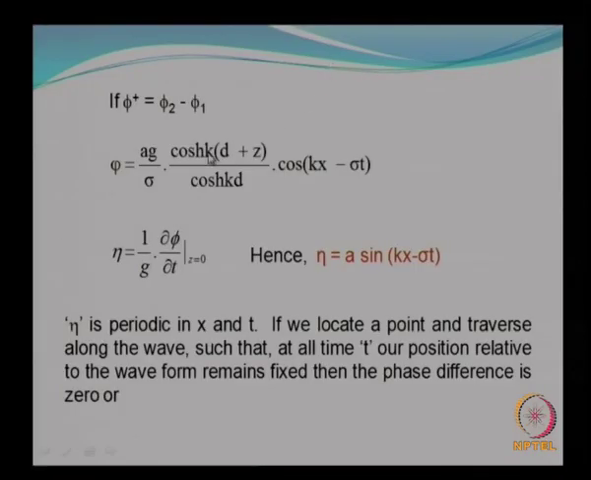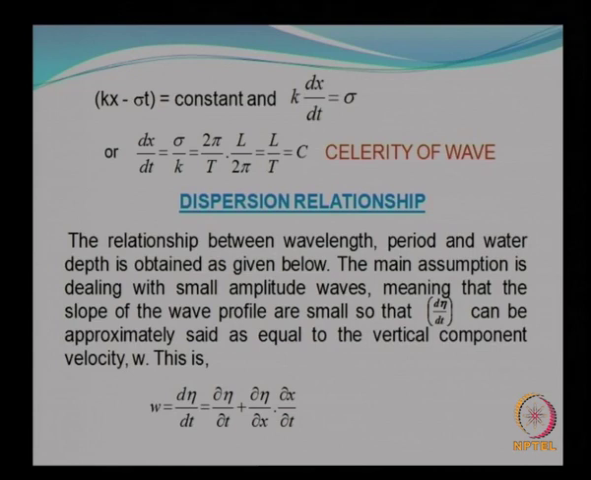But when you look at the velocity potential, k is nothing but the wave number, which is 2 pi by L. That wavelength we need to find out. How are the wavelength and wave period dependent? This is what is called the dispersion relationship.